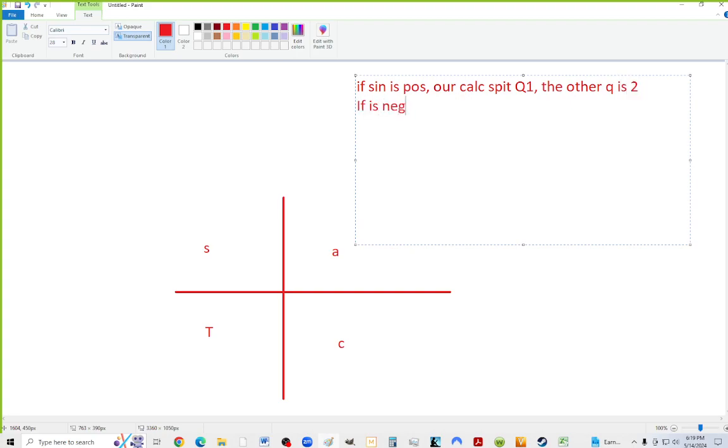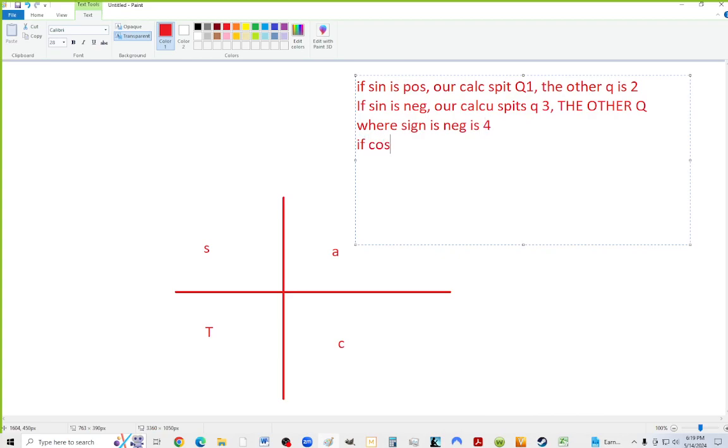If sine is negative, here's a good example. Where does sine first become negative? It's not in quadrant 1 because that's all positive. In quadrant 2, sine is positive. So if sine is negative, our calculator spits out quadrant 3, because that's the first time sine is negative. The other quadrant that sine is negative? 4. Right. So those are the two areas we have to find.